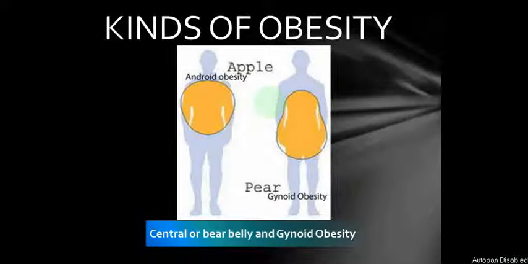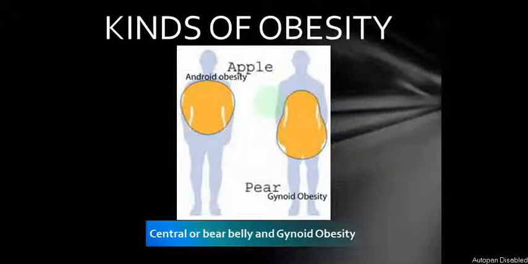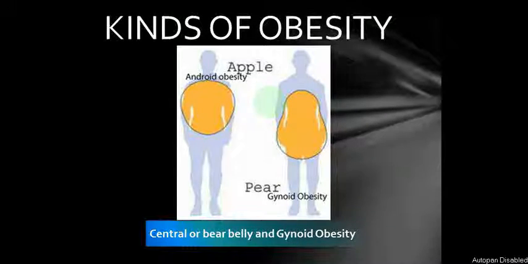If you just look at the picture, the first figure shows the android obesity. The shape is more like an apple, and the important thing to note is that the fat deposition is usually at the upper part of the body. On the other hand, in gynoid obesity, the fat accumulates at the lower part of the body, and the shape looks more like a pear.